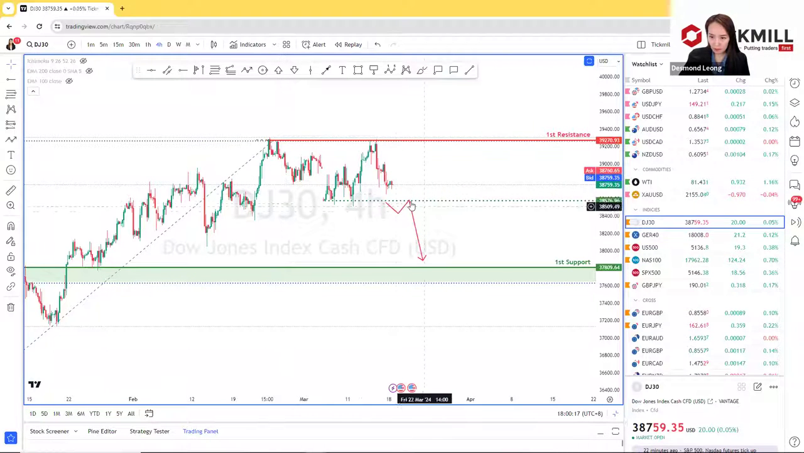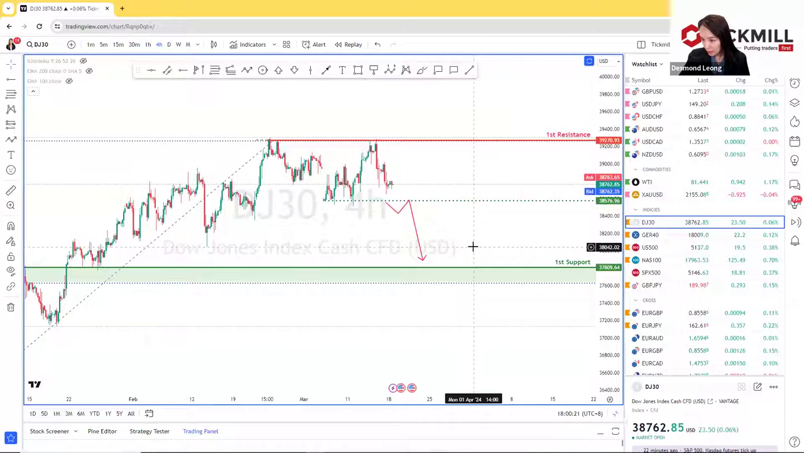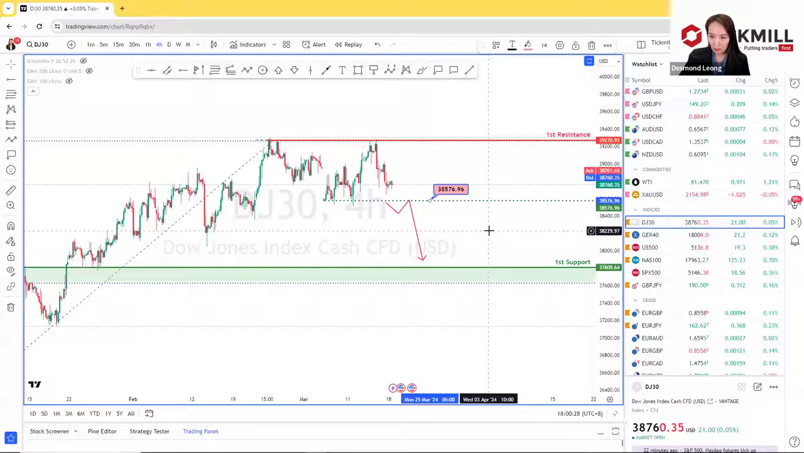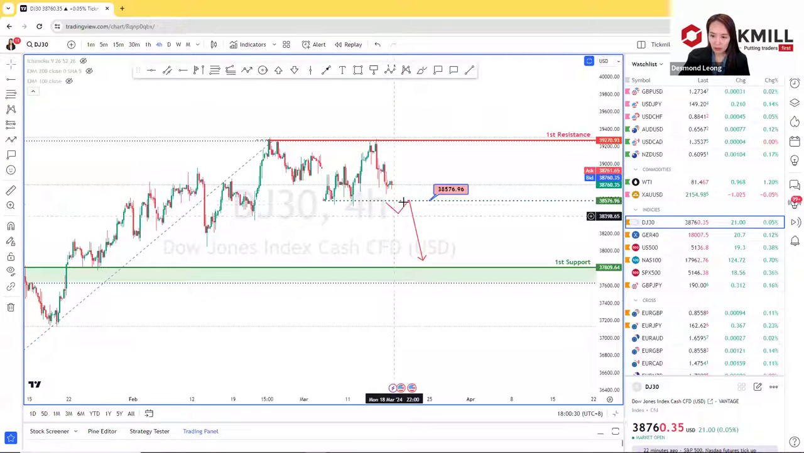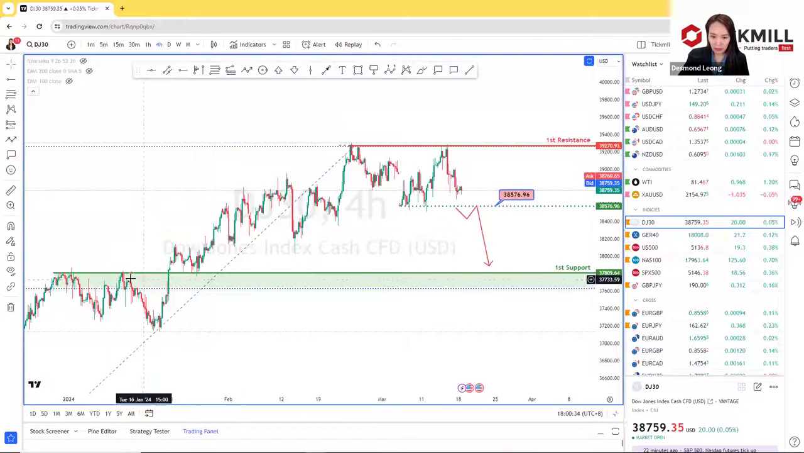And let's say I still identify this as my first resistance. They need to break 38K, or 38576, which is around this number. Break, and either it pulls back and you continue to chop for Dow Jones, but this is a really nice overlap support level, right here.